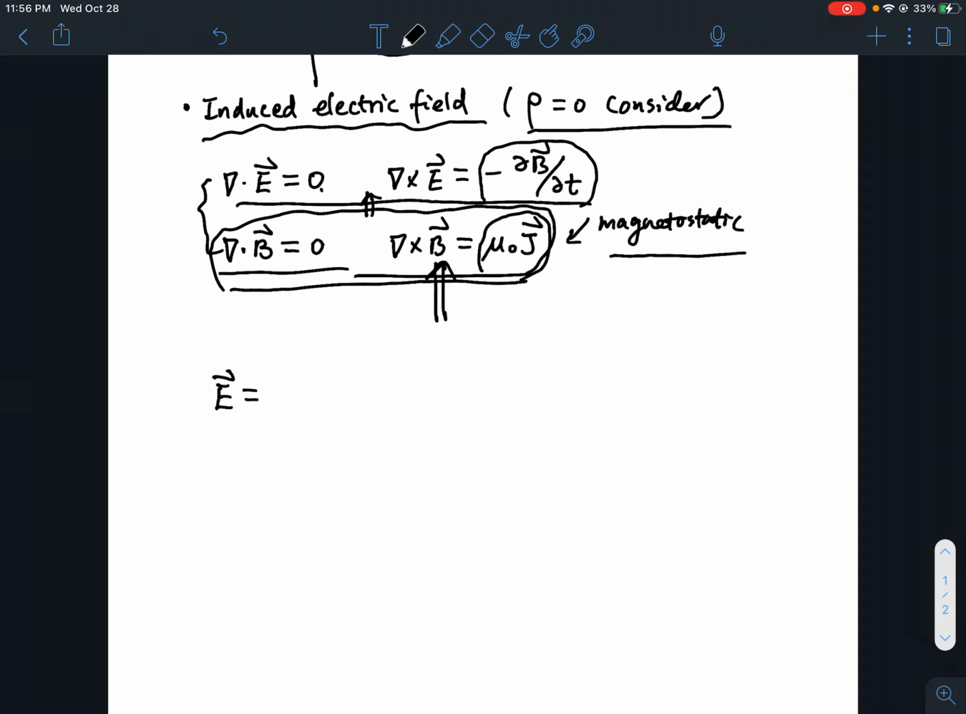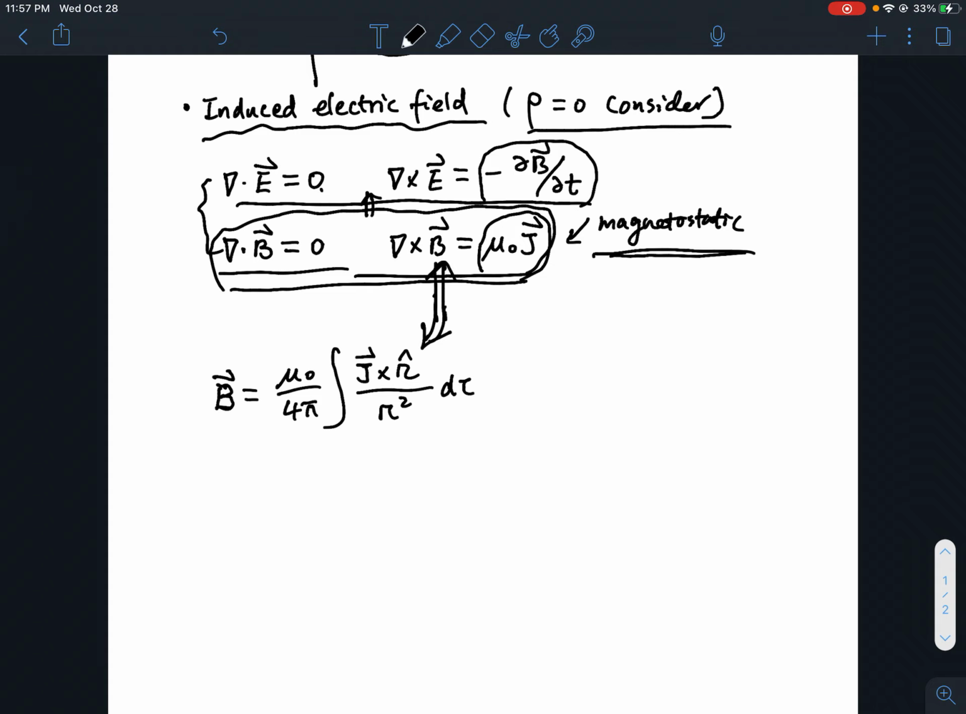Remember this Biot-Savart's law. Let me write it down. That is first 1 over 4 pi, and then we have this J cross this separation vector, okay, direction, and times d tau. So this is the solution that we have for the magnetic field that I calculated from magnetostatics.